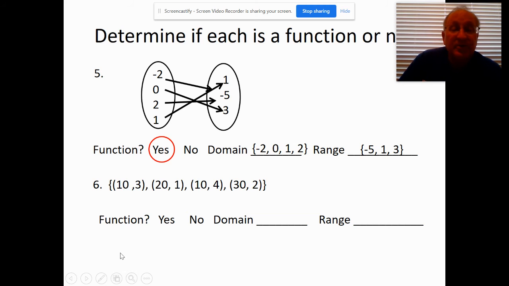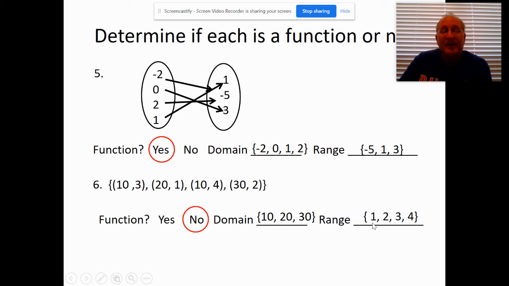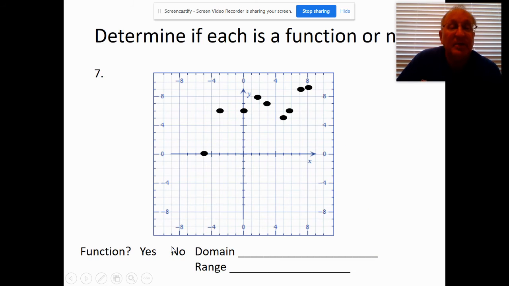Now look here at the second one. Notice the number 10 appears twice. So if 10 appears twice, it is not a function. And the domain, notice I only have 3 numbers for the domain, and there were 4 in the range. That automatically should tell me that it's not a function because I have more range values than domain. And the 10 did repeat. That's all you're looking for, basically: do the x's repeat? Y's can, x's cannot.